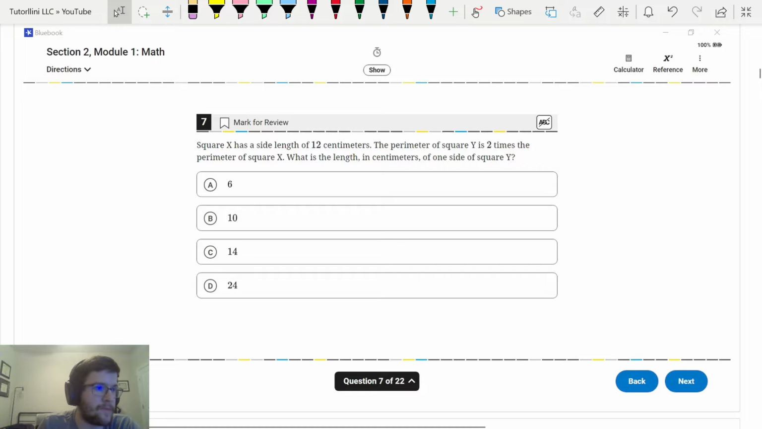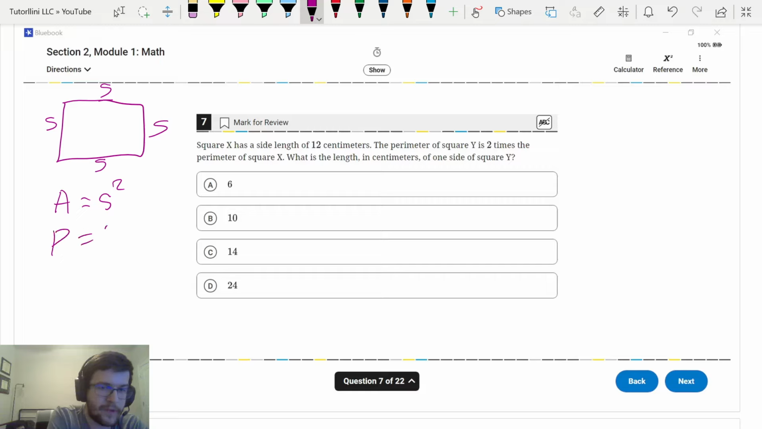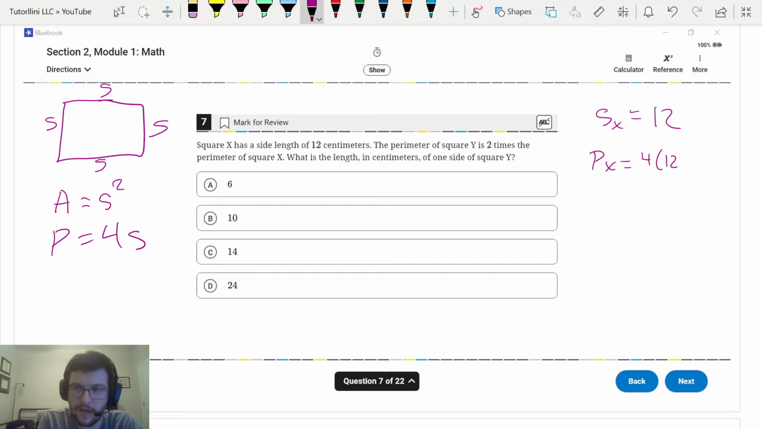Okay, so first of all, there are 2 ways to do this, and I'm going to show you both. For starters, for a square, you should just know, and you should have this memorized, that the area is equal to s squared, and the perimeter is equal to 4 times s. So the side of square x is 12. So the perimeter of square x is 4 times 12, because it's 4s. So 4 times 12, which is 48.